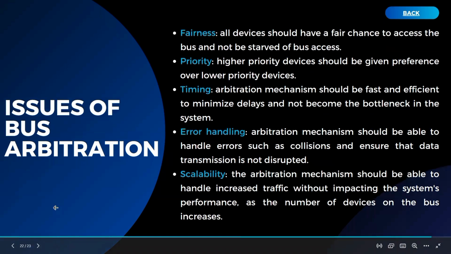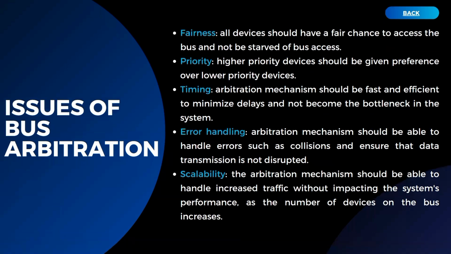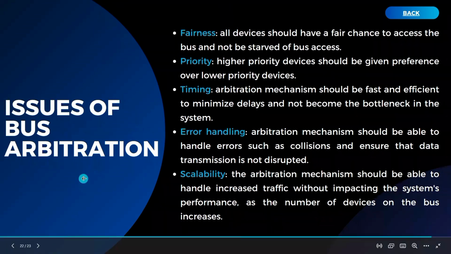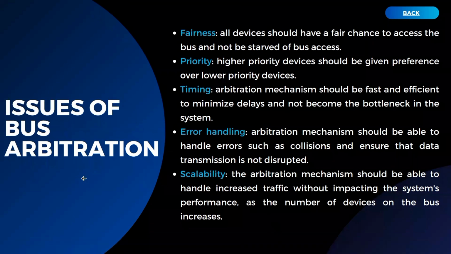Bus arbitration is a process by which multiple devices on a bus compete to gain control of the bus for transmitting data. The main issues with bus arbitration are as follows. Fairness. All devices should have a fair chance to access the bus and not be starved of bus access. Priority. Devices with higher priority may require access to the bus more urgently than devices with lower priority. Hence, the arbitration mechanism should ensure that devices with higher priority are given preference over devices with lower priority.